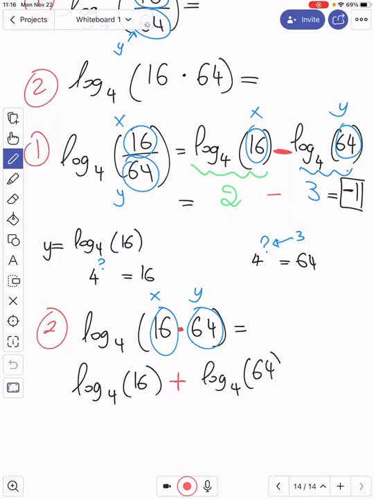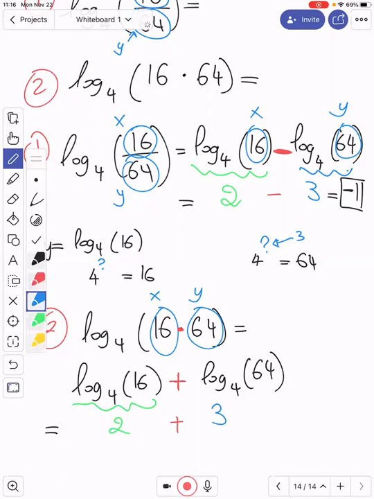Now, what's log in base 4 of 16? For which power of 4 are you going to get 16? It's going to be 2 plus, and for which power of 4 are you going to get 64? Again, it's going to be 3, since 4 cubed is 64. So that's 2 plus 3, and the final answer is 5.